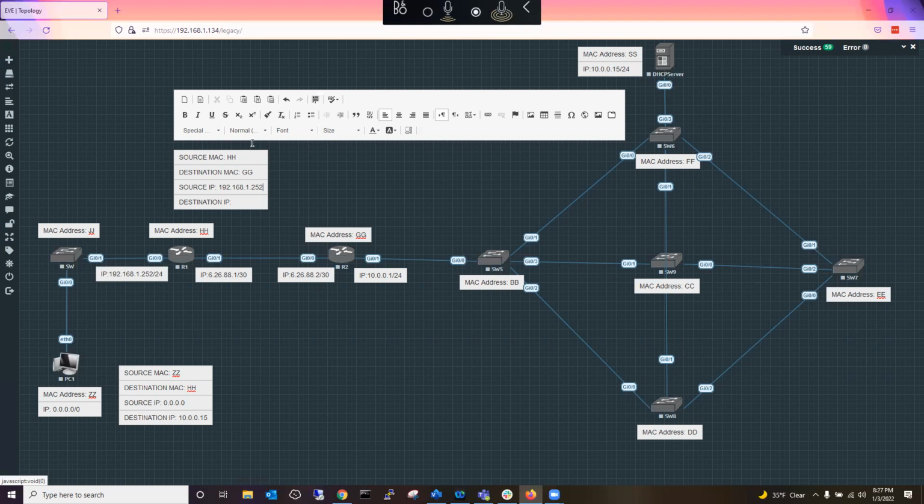But let me challenge you. Why didn't we make the source IP 0.0.0.0? The source IP. Why didn't we make it the IP of the source? Why did we make the source IP the IP address of PC1?